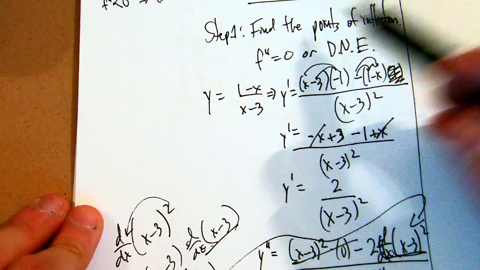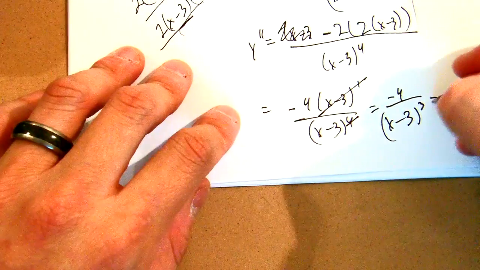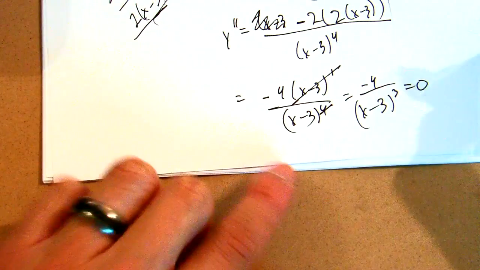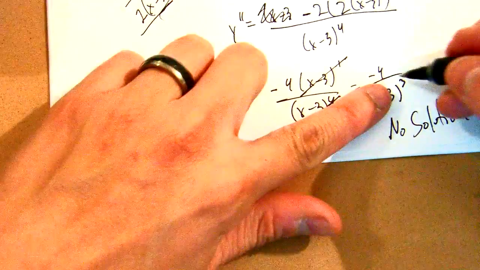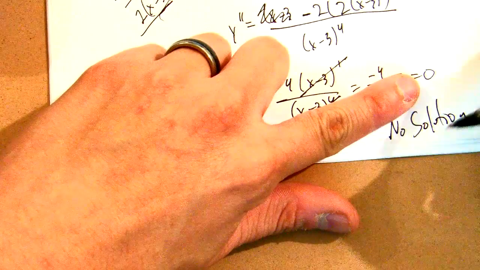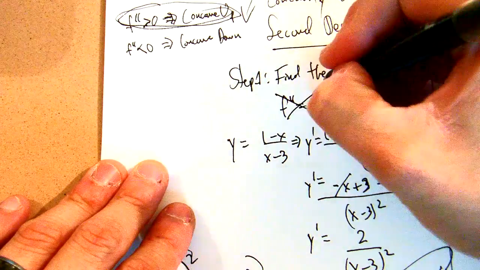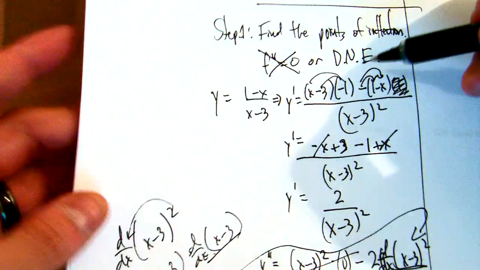So now we want to find where it's 0 and where it does not exist. The issue is, if you set this to 0, you can clearly see there's no solution. Why? Because if you multiply by the bottom, you get −4 equals 0. That's no solution, so we're out with that one. So we have to find where it does not exist.